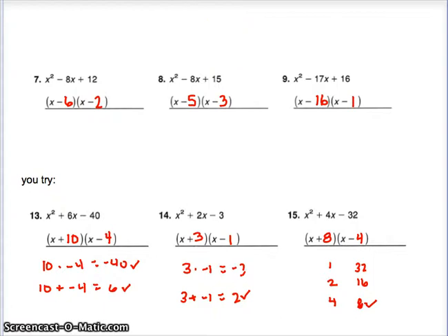All right, that's it for today. Hope you learned a little bit about factoring. In the videos to come, we'll talk about factoring coefficients that are not 1 and factoring some special cases.